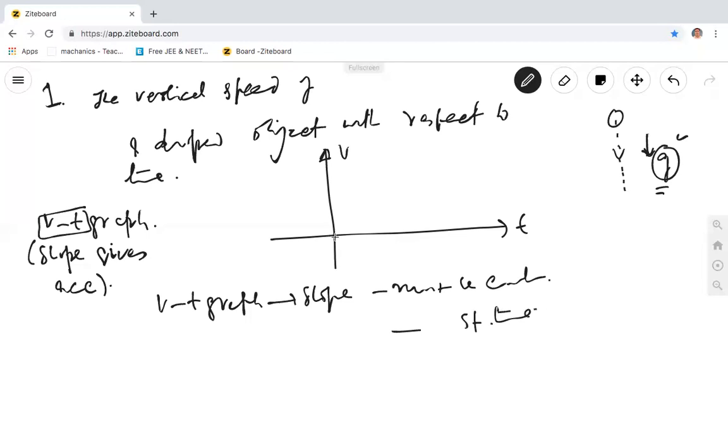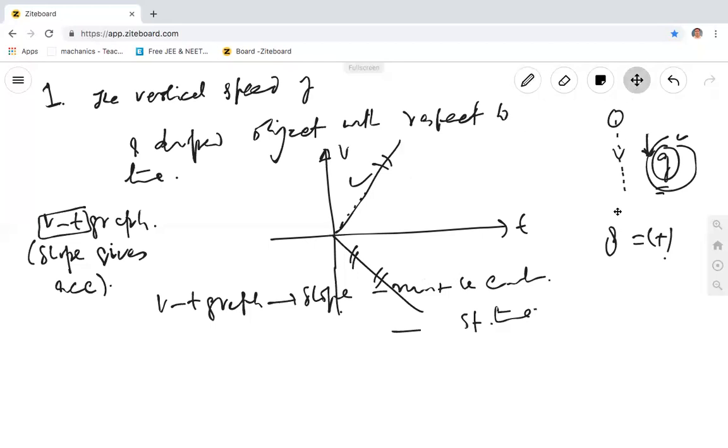So graph must be like this. Or it must be like this if they define g to be positive, then like this. Either this or this. Yes. Which one? Top one. Top one. That means he is supposing that g is positive. I always suppose it to be negative. Anyway, I will explain once again. See, look at this.